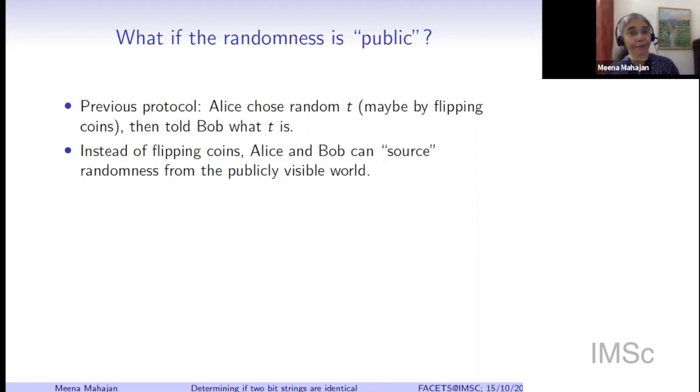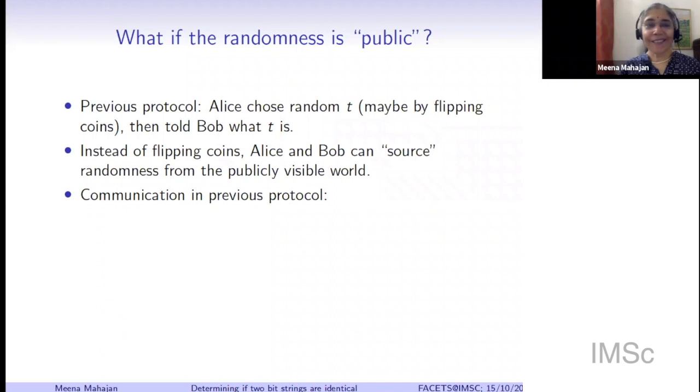Okay. So let's assume this. They don't have to send each other outcomes of random bits. They can source randomness from the publicly visible world. Because it is publicly visible, they will be sourcing the same randomness. If Alice chooses a random T based on what she is seeing in the newspaper, Bob is seeing the same newspaper. He gets the same value of T. Okay. Does this make any difference at all? Should it make any difference?